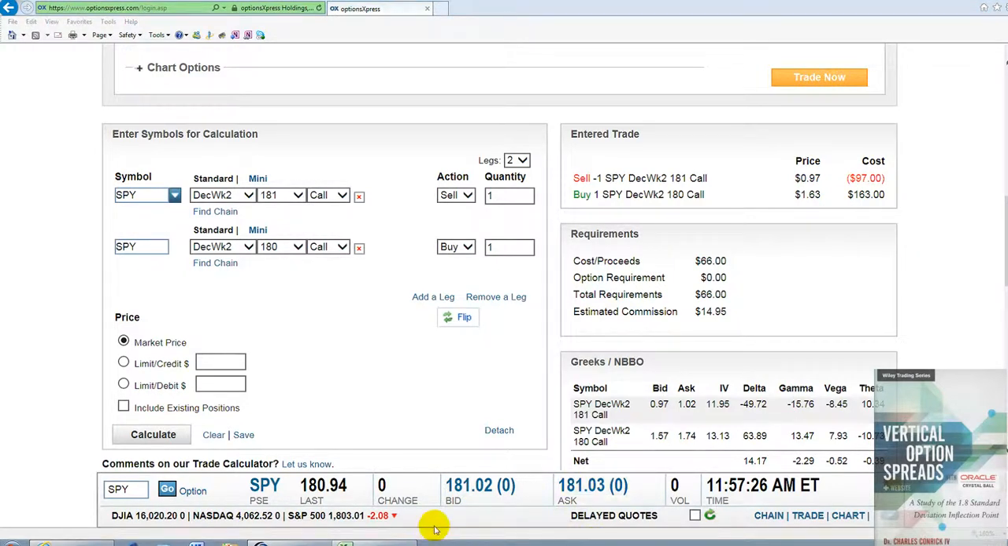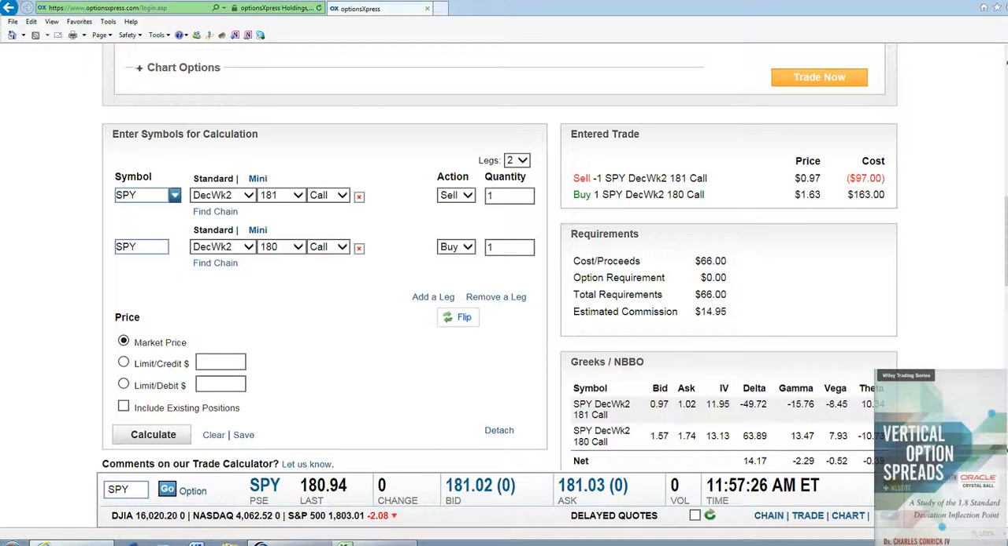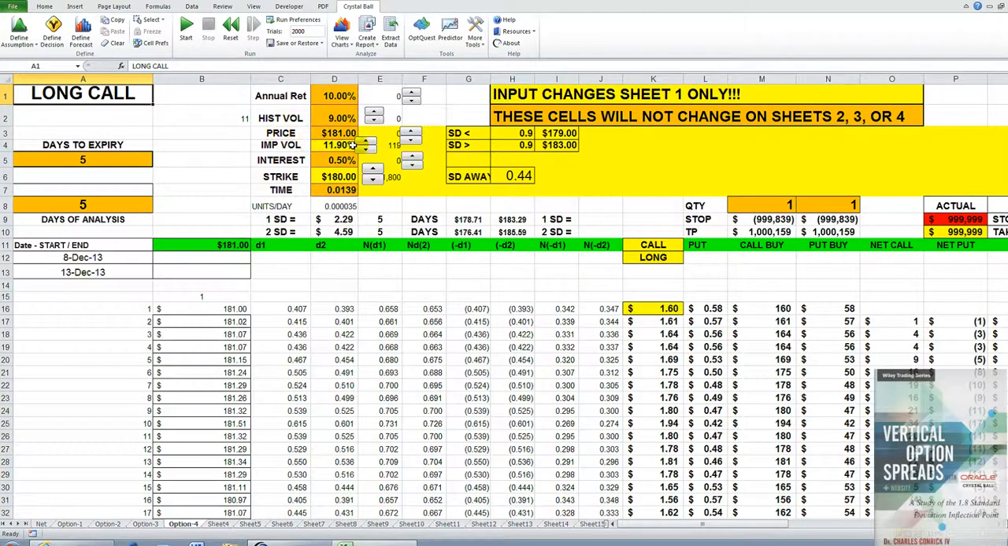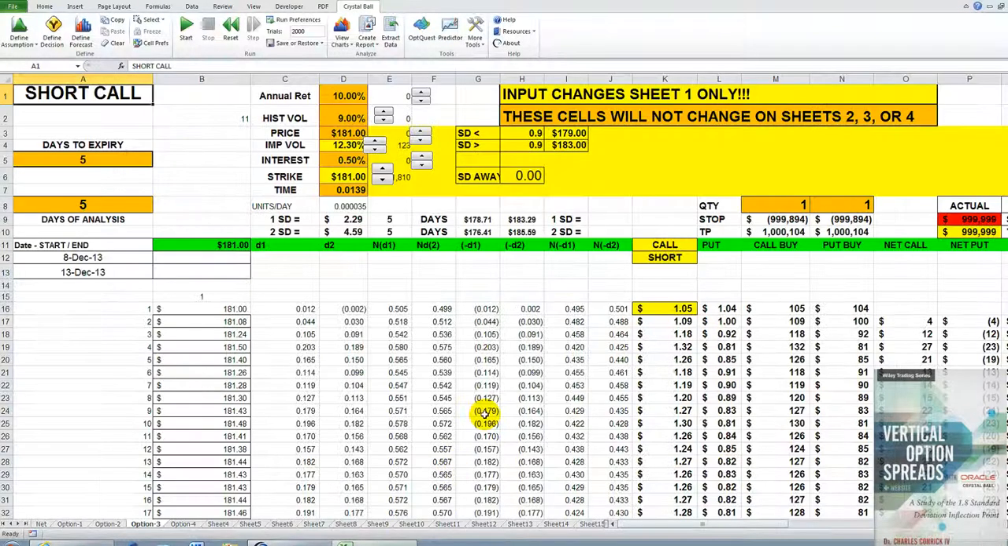So let me get back to my trading spreadsheet. And do you believe that? I already forgot the price. $1.63. It should be close because we didn't change much, and it is. So we'll just change this to $1.63. Then we'll go to our short call. And for the short call, we're going to get 97 cents. So we need to drop the implied volatility down to where this equals 97 cents.